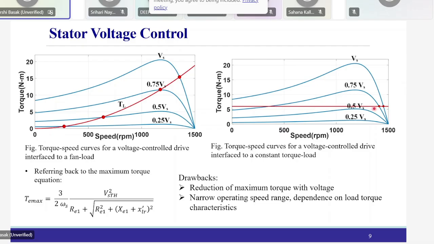If you see here, the same torque speed characteristics, you want to fit it here. These two are the feasible operating points. And you will see that even if you go down the speed, if you reduce the voltage further, there are no feasible operating points. So these feasible operating points will be lying in this region only. You cannot reduce the speed to 500 RPM. So you don't have a smooth control over the speed.